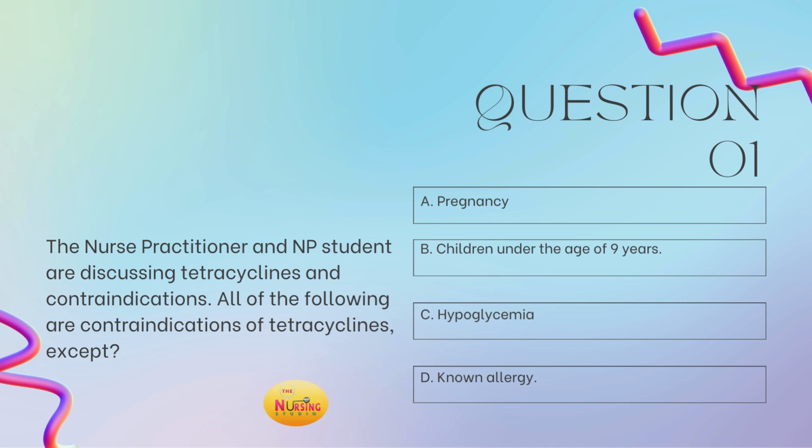C, hypoglycemia. That's your answer. That's not a contraindication for tetracyclines. And D, of course, if you have a known allergy to something, it's contraindicated. You don't want them to take something they're allergic to, right? So you'll see me throwing in some pharm stuff because I get a lot of questions about pharm. So just to kind of help with your review and thought process on these, I'll throw some of these in, okay?